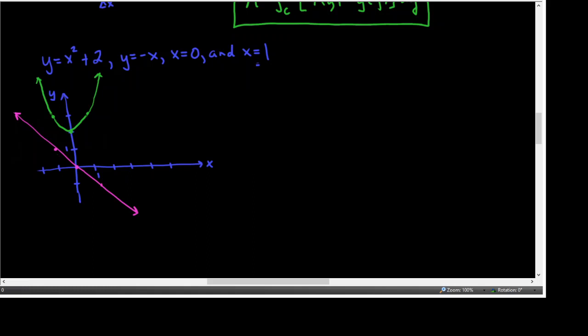And the vertical lines, x equals 0. Well, wait, I gotta change my color, hold on. You can't see that. X equals 0, which is the y-axis, and x equals 1, which is the vertical line right there. Well, wow, that does not look straight. Okay, at any rate, this is the area of the region we're trying to find.